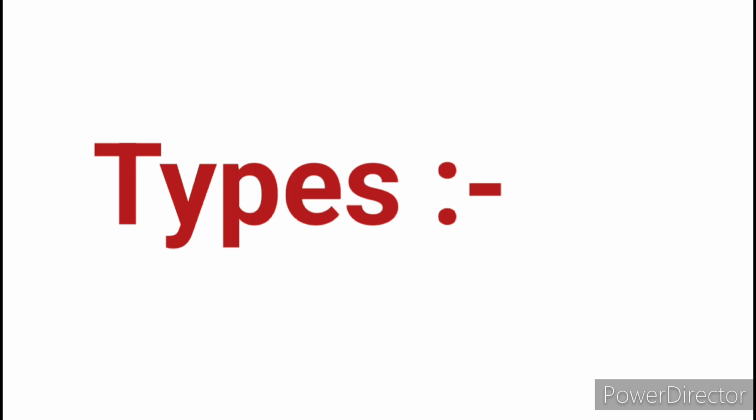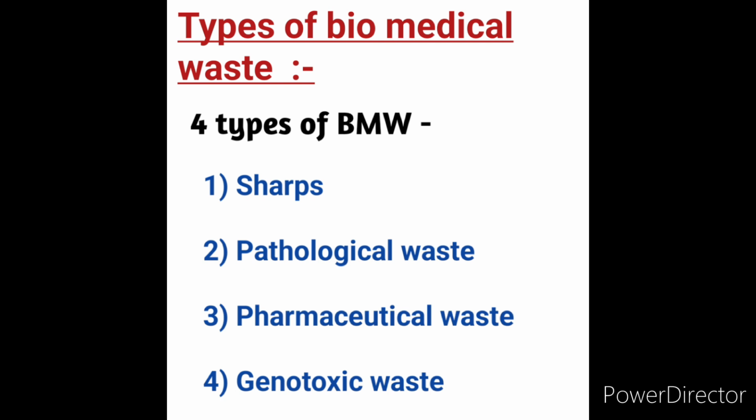Next we will see types of biomedical waste. There are four types of biomedical waste. We will see them one by one. First one is sharps, second is pathological waste, third is pharmaceutical waste, and fourth is genotoxic waste. We will see each in detail.